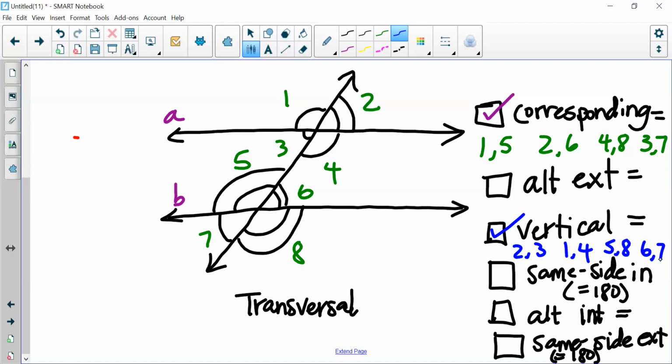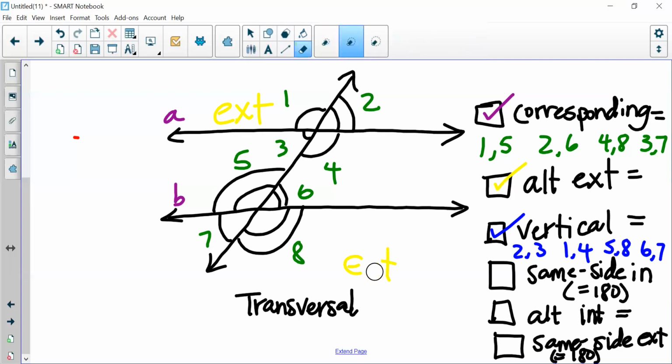All right, let's go back up and talk about alternate interior and alternate exterior, okay? Now, y'all look, these are your parallel lines, A and B, okay? Think about it as a sandwich. What's above line A is on the what? Exterior, interior. Okay, exterior. Y'all, what's below line B is also the what? So where's the interior?